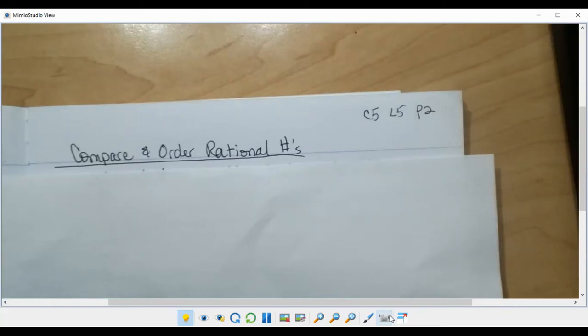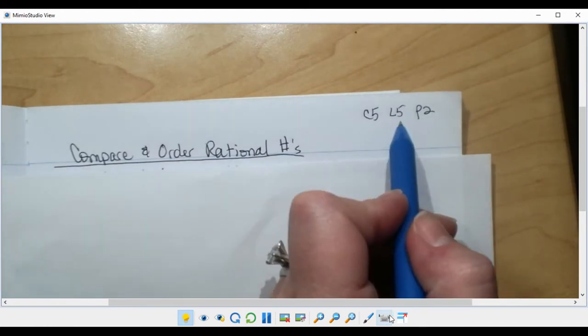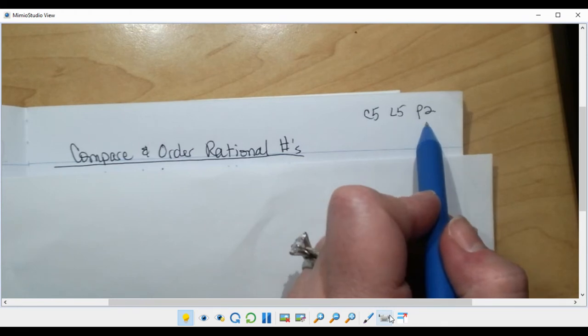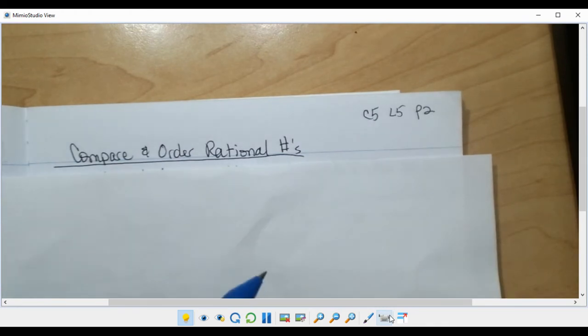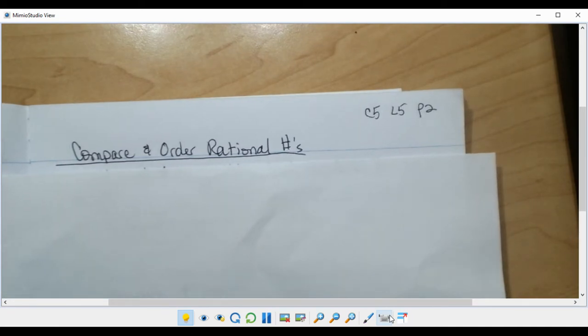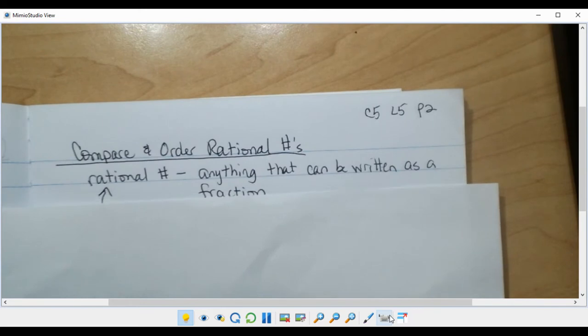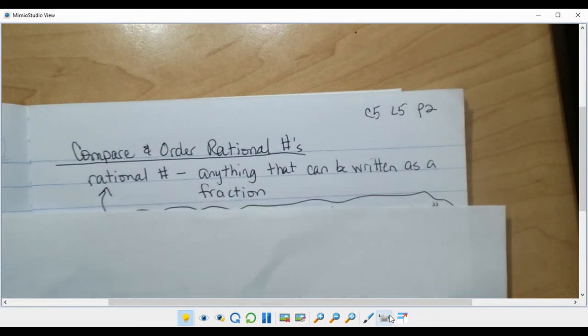So today we're going to continue studying comparing and ordering rational numbers, which is a word we did not use yesterday. So this is still chapter 5, lesson 5, and this is the second part of this lesson. So what is a rational number? It sounds so intimidating and sophisticated. It's not. A rational number is just anything that can be written as a fraction.